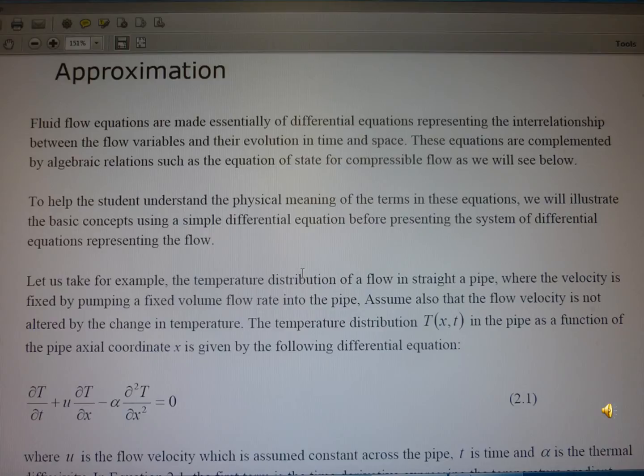del T by del t plus u del T by del x minus alpha del squared T by del x squared equal to 0. In this case, u is the flow velocity, which is a constant across the pipe, t is time, and alpha is the thermal diffusivity. So that is the flow equation we can write down.